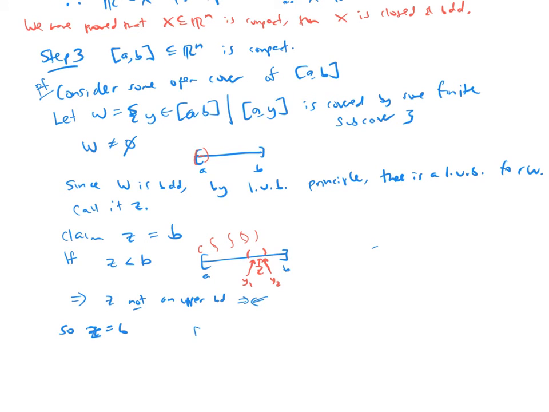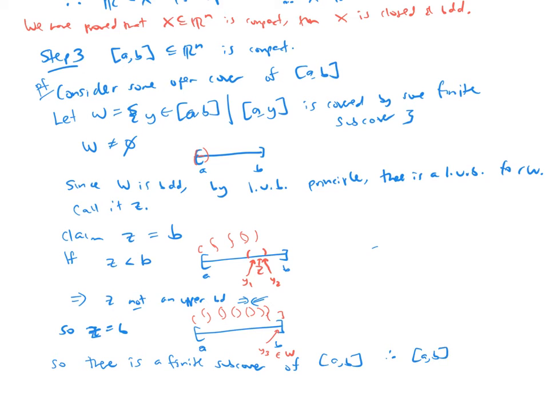Now, a similar argument can be used to show that the entire interval from A to B can be covered by a finite subcover, since B itself is in some open set, which means that some little Y3 close to B is in that open set, and since B is a least upper bound, Y3 is in W, and so we can cover everything up through Y3 with finitely many open sets. And then when we add in this last open set that covers B and Y3, we'll still have a finite subcollection that contains everything. So there is a finite subcover of the interval AB, and so that proves that AB is compact.